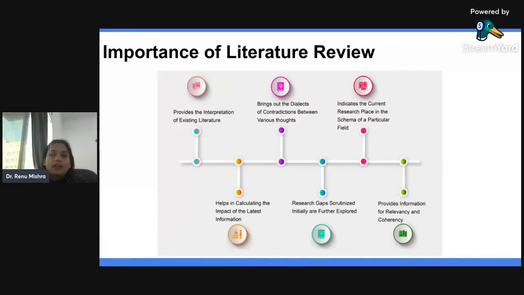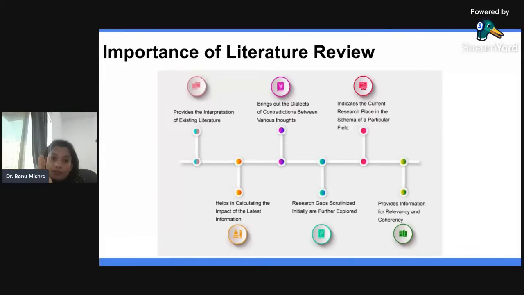Basically, literature review gives you an idea about research gaps, what's happening in your research area, and what needs to be presented in future. And it shows how your research topic fits into present literature.